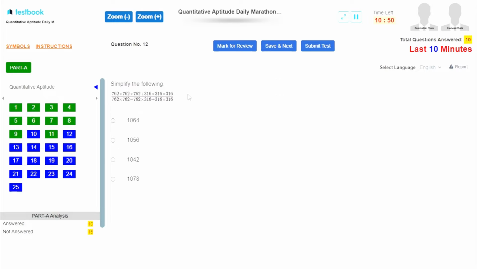A cube plus B cube. So it will be A plus B, 700 plus 300, 1062. In the end, 8 will come.